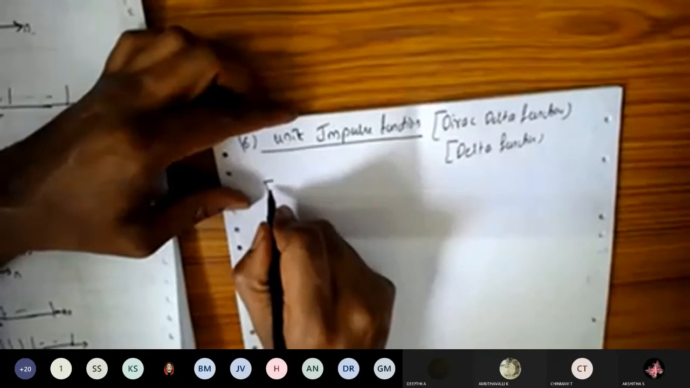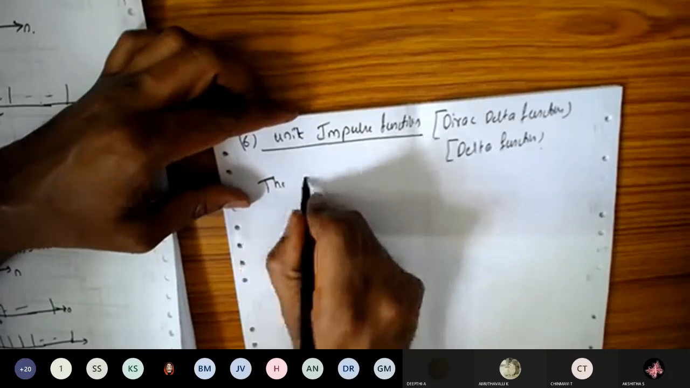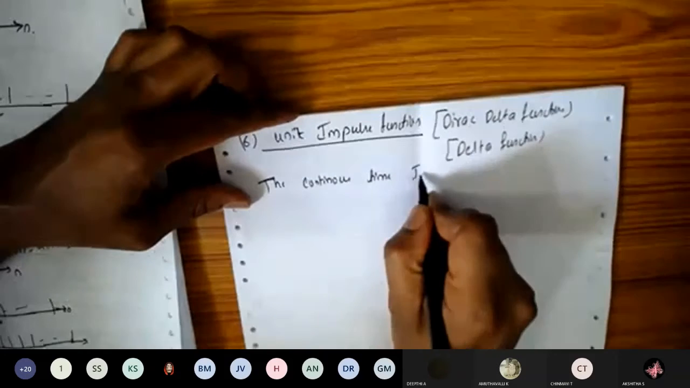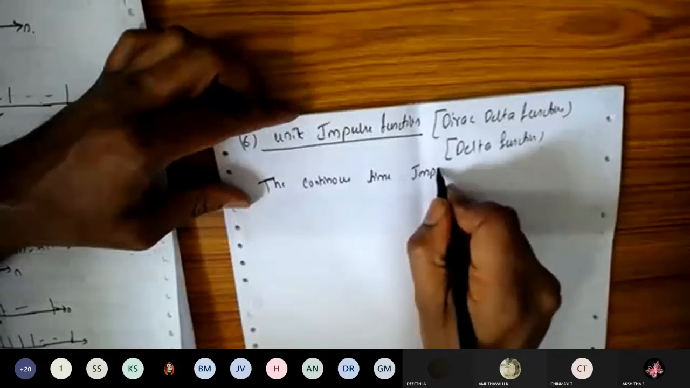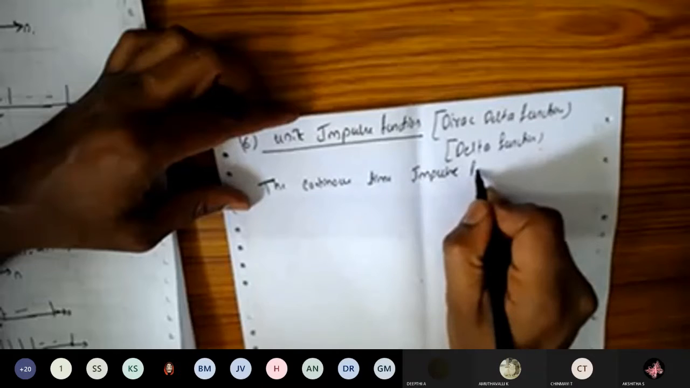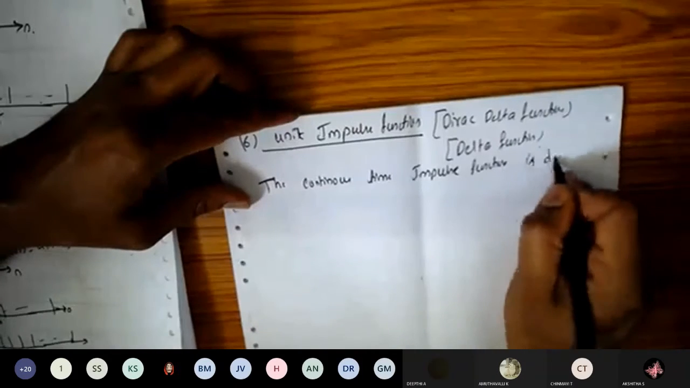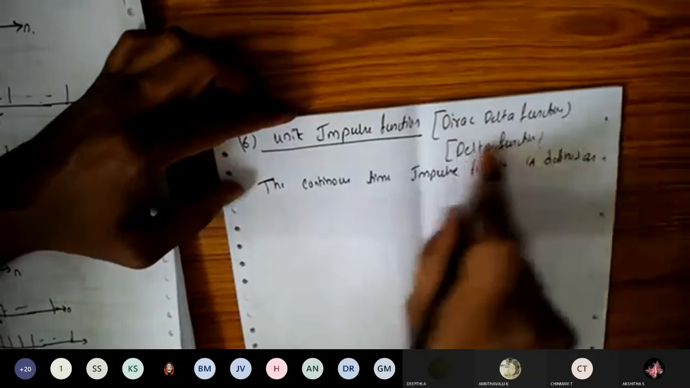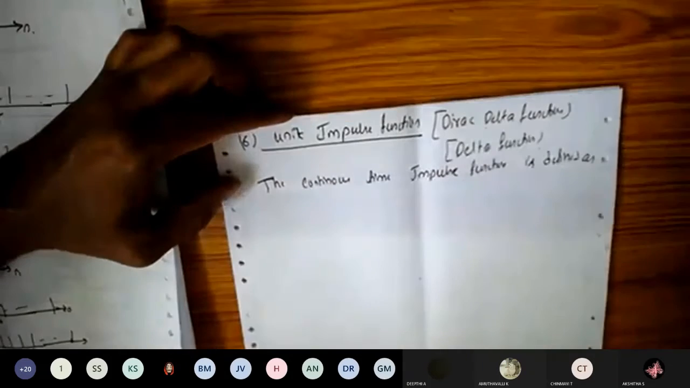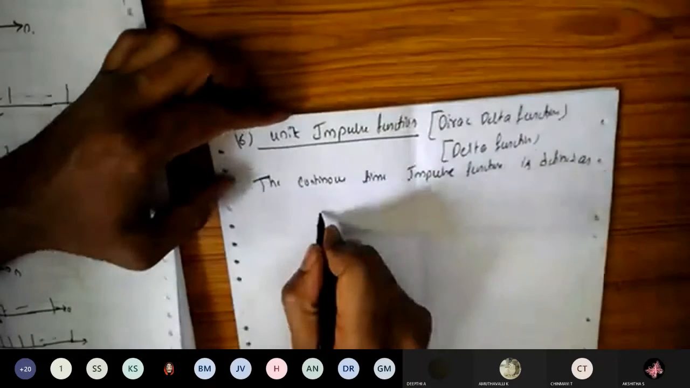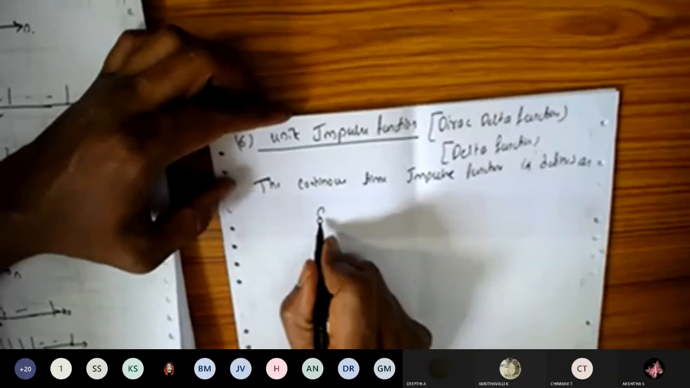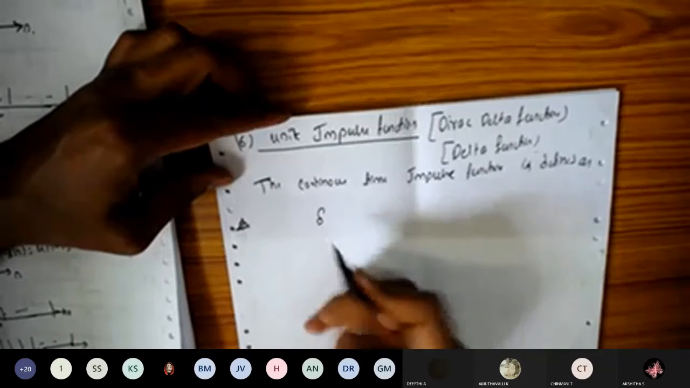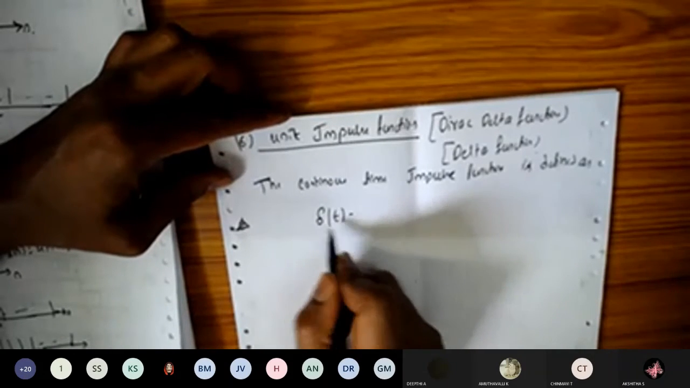Okay, so take the continuous time impulse function. The continuous time impulse function is defined as follows. This is called the delta function. I'm going to use the small delta, since a capital delta is the triangle. Since it is continuous, I'm going to use t here.